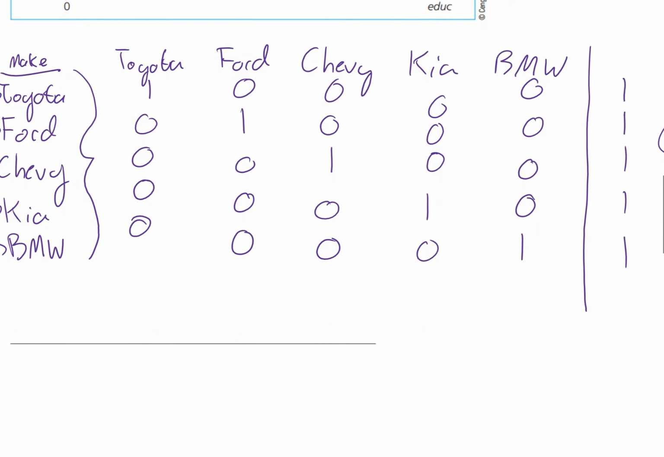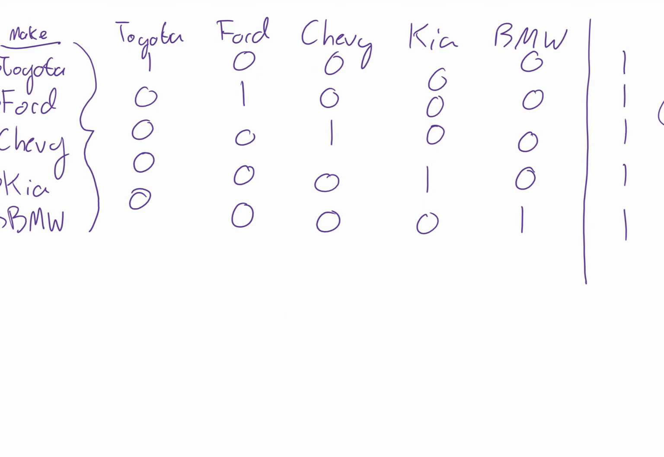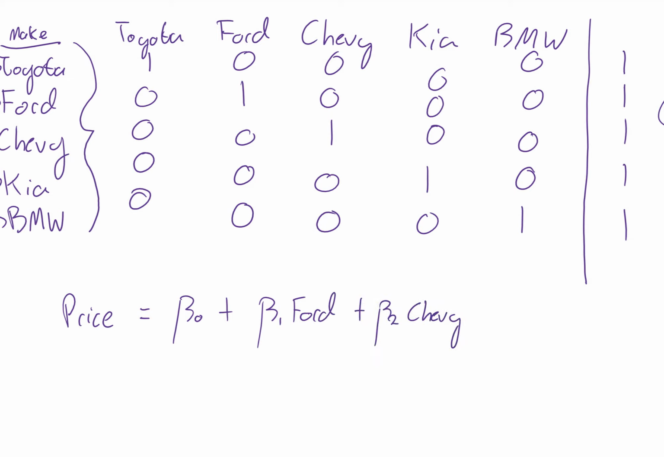And here it would be the same thing. So for example, if we omitted Toyota from our regression, let's say we've got some regression: price is equal to beta 0 plus beta 1 Ford, so we're going to omit Toyota, plus beta 2 Chevy, plus beta 3 Kia, and beta 4 BMW.